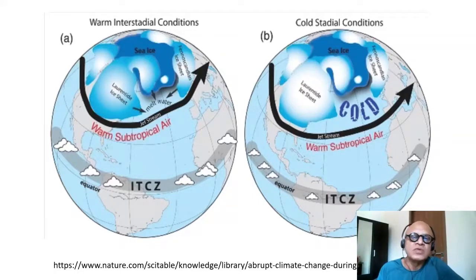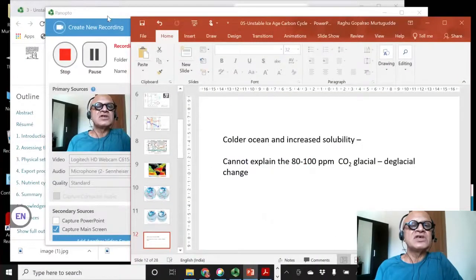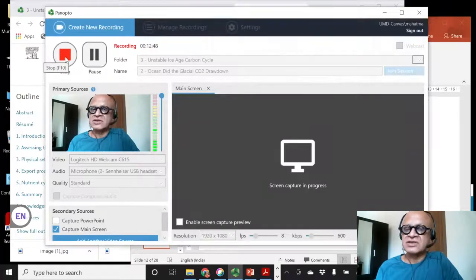So that is also related to ocean conditions, even though atmospheric processes are riding on top of it. So the ocean can play a critical role, but the first hypothesis, that a colder ocean and increased solubility could have played a role, cannot really explain the 80 to 100 ppm CO2 change we need from the ice age to the deglacial age, or the Holocene, and the other way in the previous ice ages. So I will leave this here as the first hypothesis that doesn't work very well, and then we will move to the next hypothesis on whether biology could have done it.